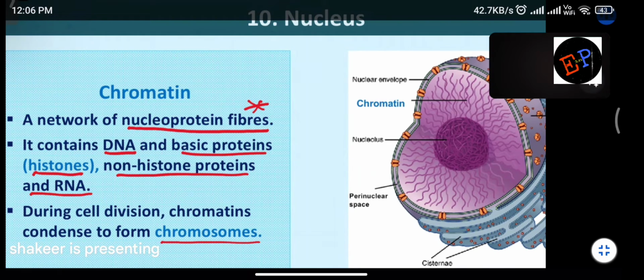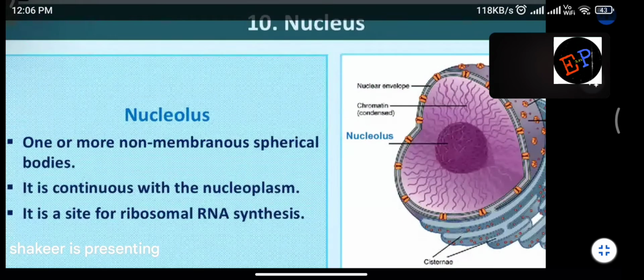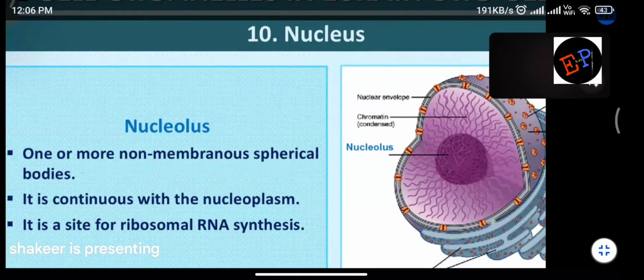So these chromatins, they combine to become what, ma? They combine to become chromosomes. Are you able to understand, ma? That's it. So chromosomes don't form from anywhere else. Where do they form from? They form from these chromatins only. Clear, ma? Next, nucleolus. What is meant by nucleolus?